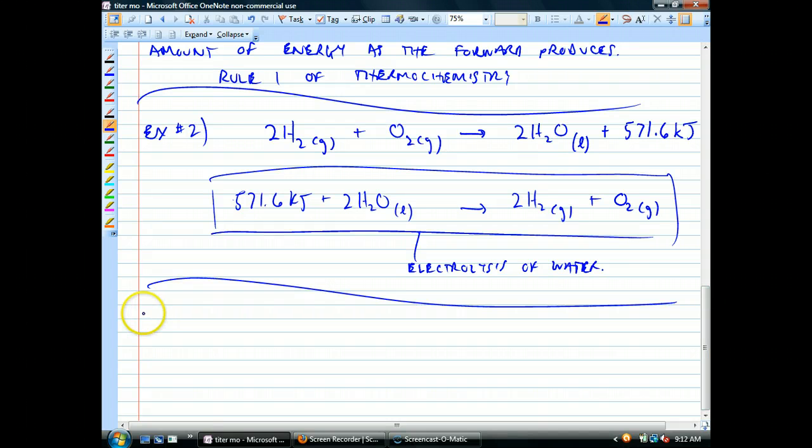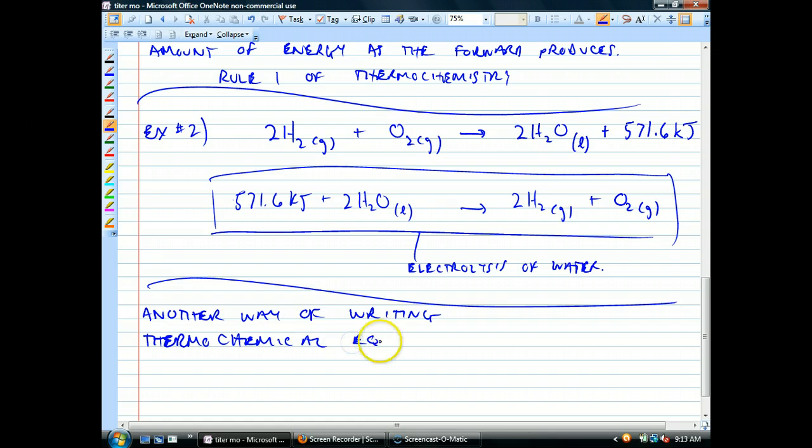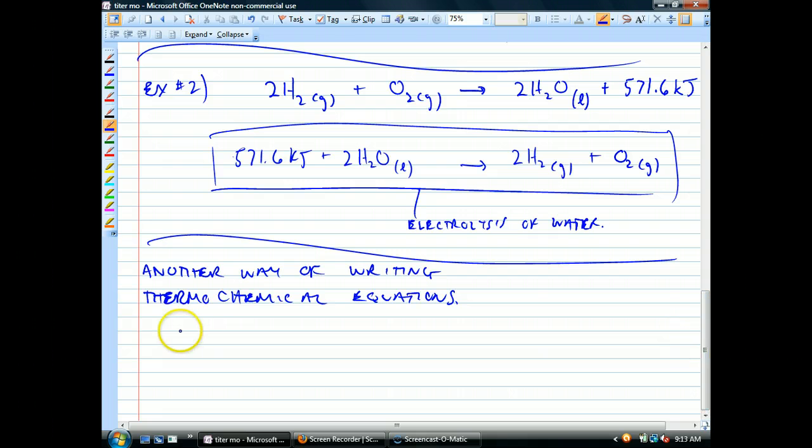Now, there's another way of writing thermochemical equations. Another way of writing thermochemical equations, and that is, instead of actually putting the heat right into the equation, I take it out and I write it as something called delta H.